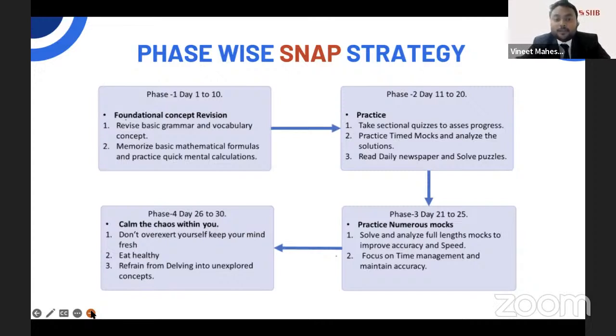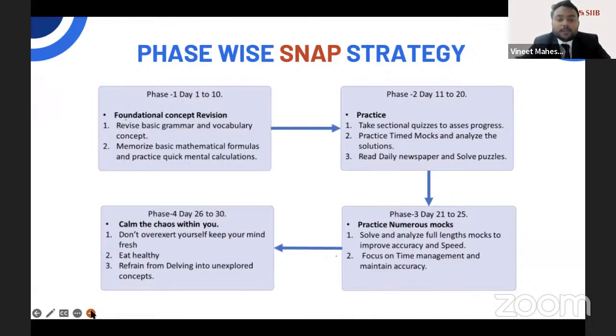And trust me, guys, if you have not even started till now, it's not too late. You can do it easily if you start today itself, following the plan. So for day 1 to day 10, we have kept the fundamentals of basic grammar and vocabulary concepts. Start familiarizing yourself with the words, with the vocabulary, and with the basic grammar.